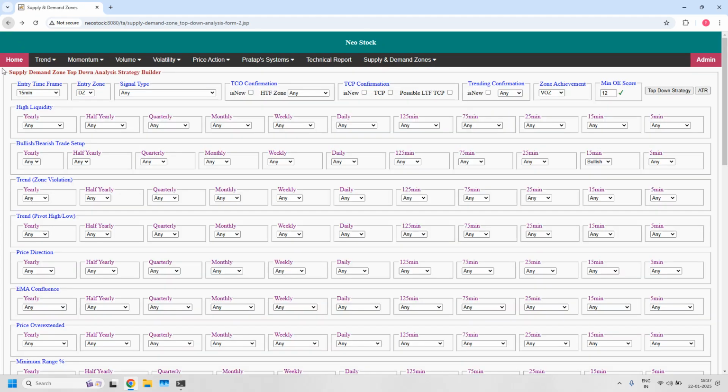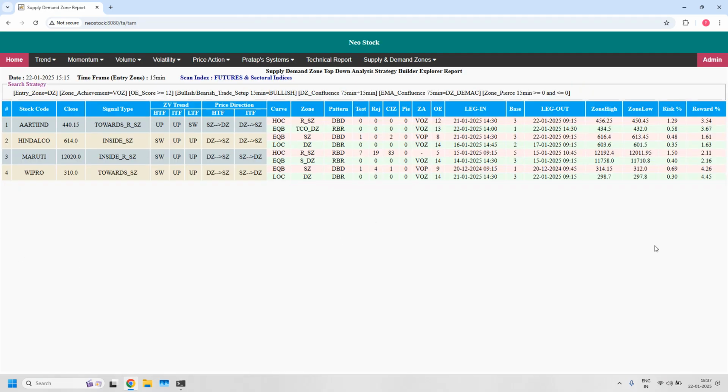So let's verify. In the EMA confluence at 75 minutes time frame. Why 75 minutes? Because the 15 minute demand zone is part of the 75 minute demand zone. That's why I am setting the filter, 75 minute demand zone having daily EMA confluence. Let's filter. We got 4 stocks. So these 4 stocks are even more high probability trade setup supported stocks.